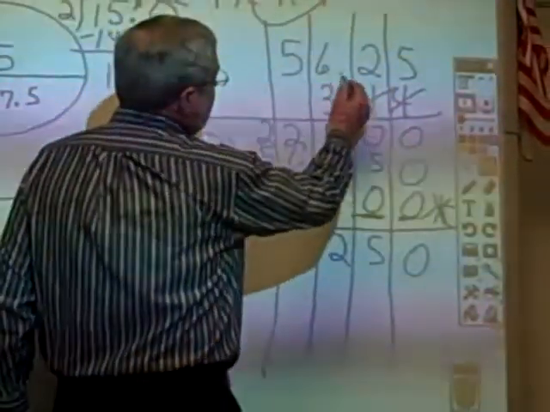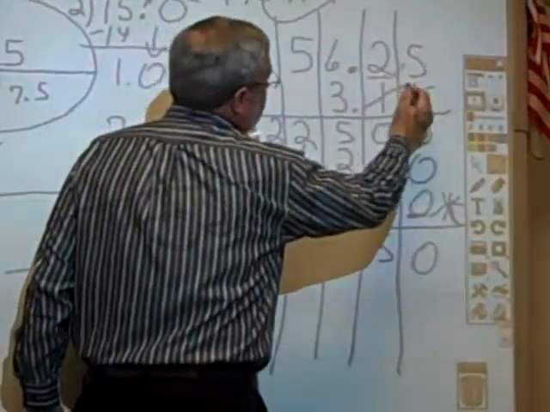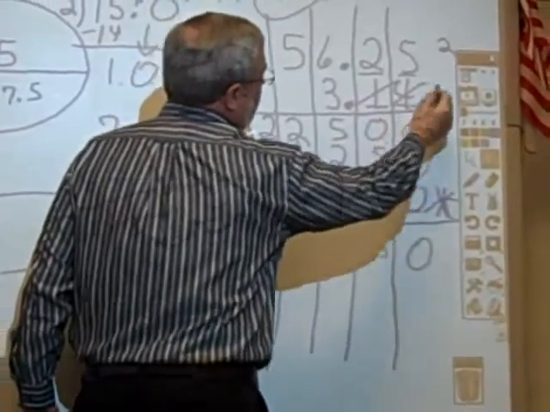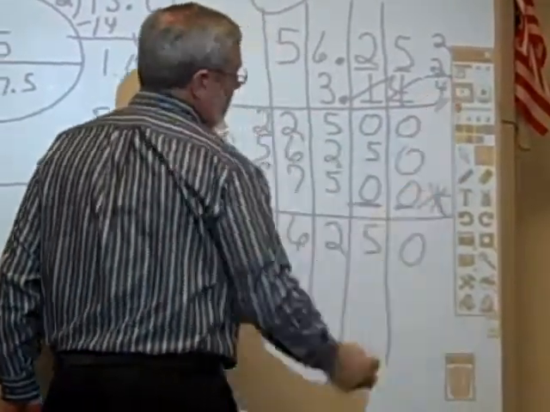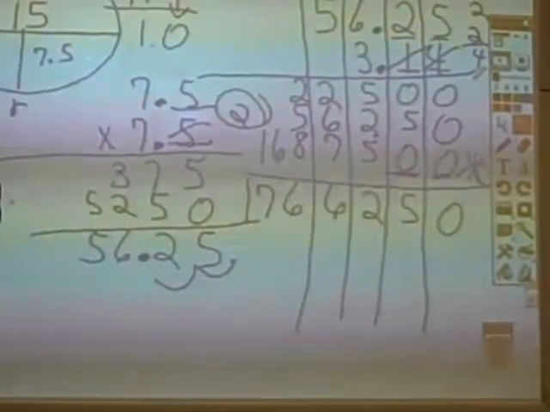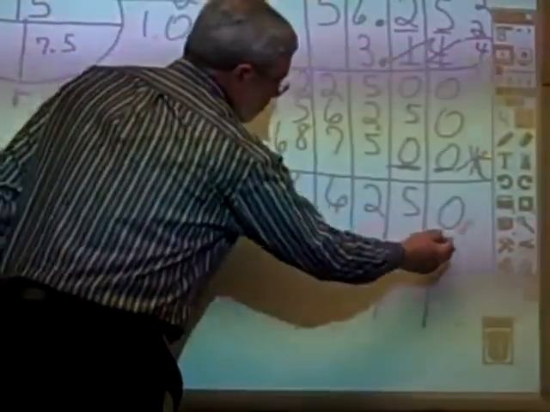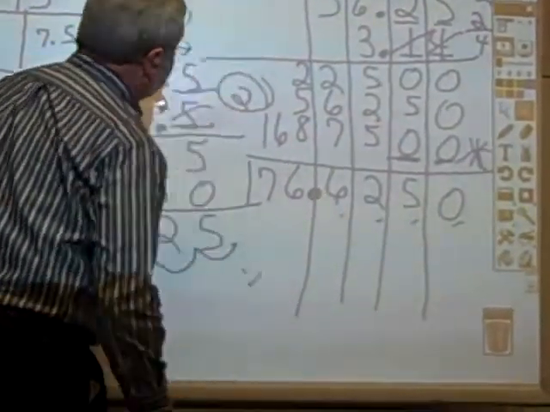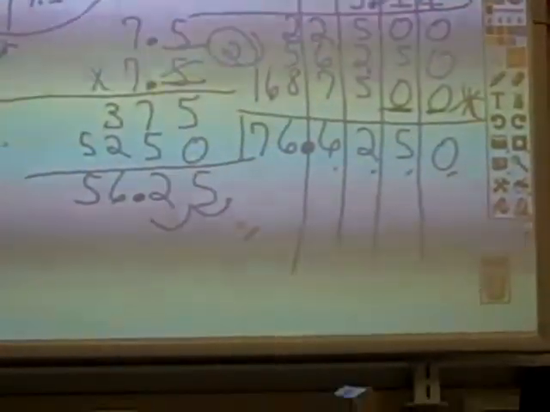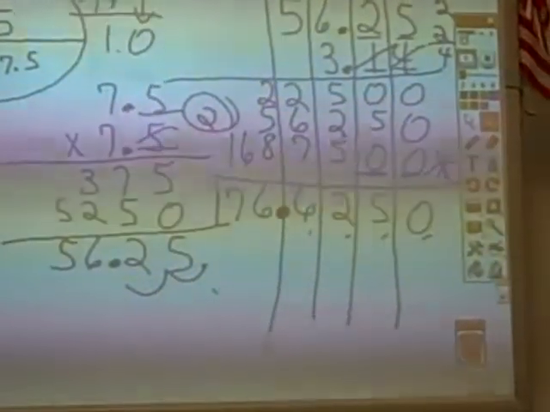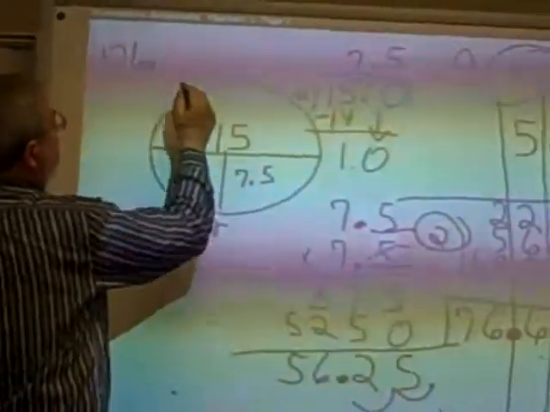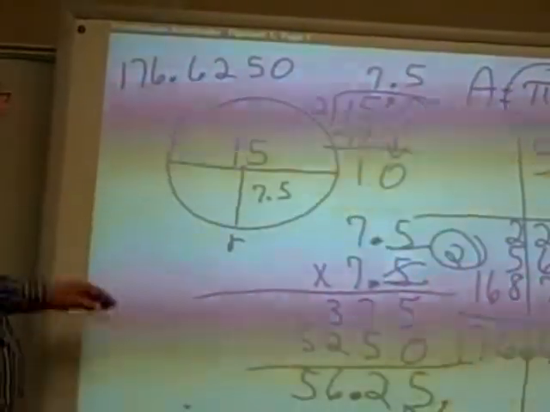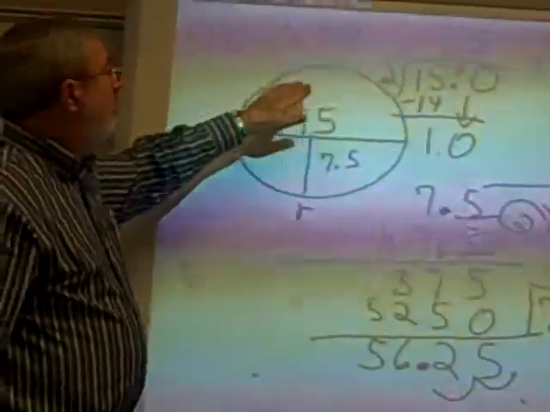Now, let's go back and count. Decimal on top, 1, 2 places. Decimal underneath, 1, 2 places. Total of 4. I now have to go to my answer and count backwards 4 places. 1, 2, 3, 4. So my decimal will actually go right here. And I've got an answer of 176.6250. And we'll talk more in class later about what we would do with an answer this long.